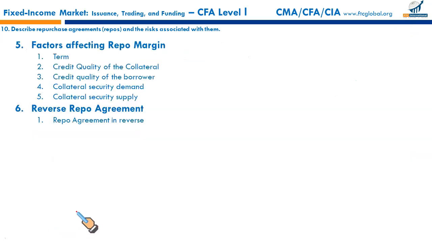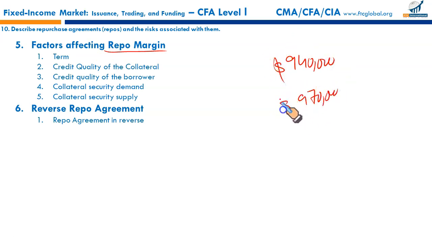Now the next factor, factors affecting the repo margin. What's the repo margin? We received $940,000 for the securities that had a market price of $970,000. The difference was 3.1%. That's the repo margin. Repo margin is influenced by these four or five elements. The term. The longer the term of the repo agreement, the more probability there is of price fluctuations. So in that case, the larger would be the repo margin, right? If the credit quality of the collateral is high, the repo margin would be low, and vice versa. If the credit quality of the borrower is good, the repo margin would be low.